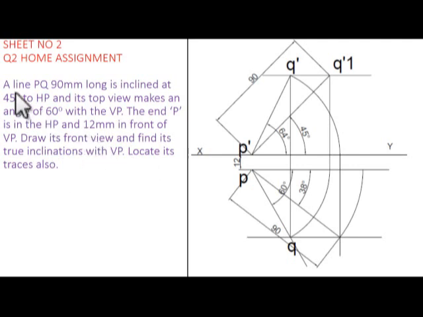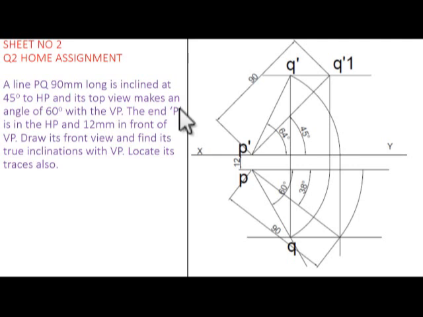What is given with us? We have the true length, 90 mm. Just note down on paper. Inclined at 45 degree, so we have theta 45 degree. And the top view makes an angle of 60 degree, so we have beta, which is 60 degree. And the end point P is in the horizontal plane. The location of P, one end, is given.